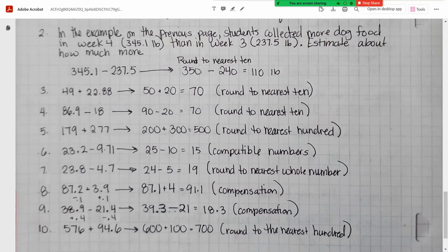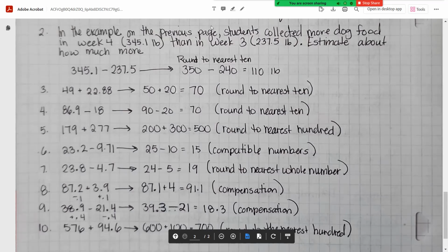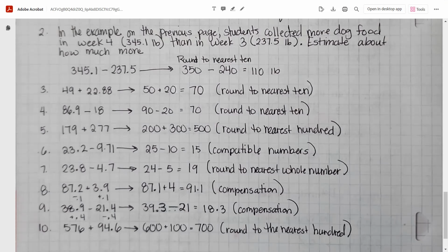Next, we have question number 3. We have 49 plus 22 and 88 hundredths. So here I'm going to round to the nearest 10. My 49 will round up to 50. My 22 and 88 hundredths will round down to 20. 50 plus 20 gave me 70. For number 4, 86.9 or 86 and 9/10 minus 18. Here I'm going to round to my nearest 10 again. I'm going to be left with 90 minus 20. And 90 minus 20 will leave me with a difference of 70.